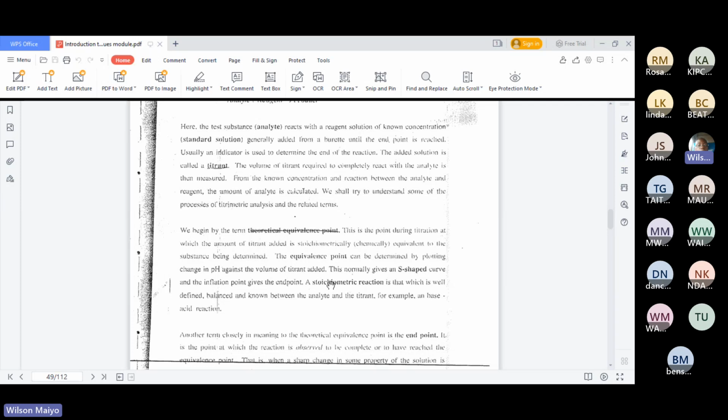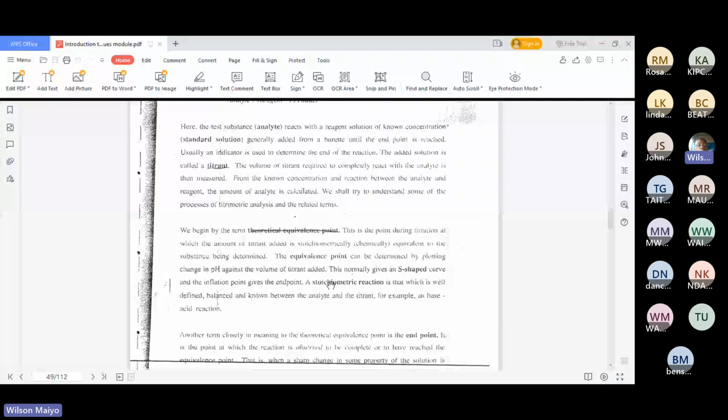And we have been explained how the equivalence point can be determined by plotting a change in pH against the volume of the titrant. At the end point, there will be a drastic change in the pH, and therefore it will normally give an S-shaped curve. So the inflection point gives the end point. When you talk about a stoichiometric reaction, we are talking of that which is well defined, well balanced, and known between the analyte and the titrant, like a reaction between an acid and a base.